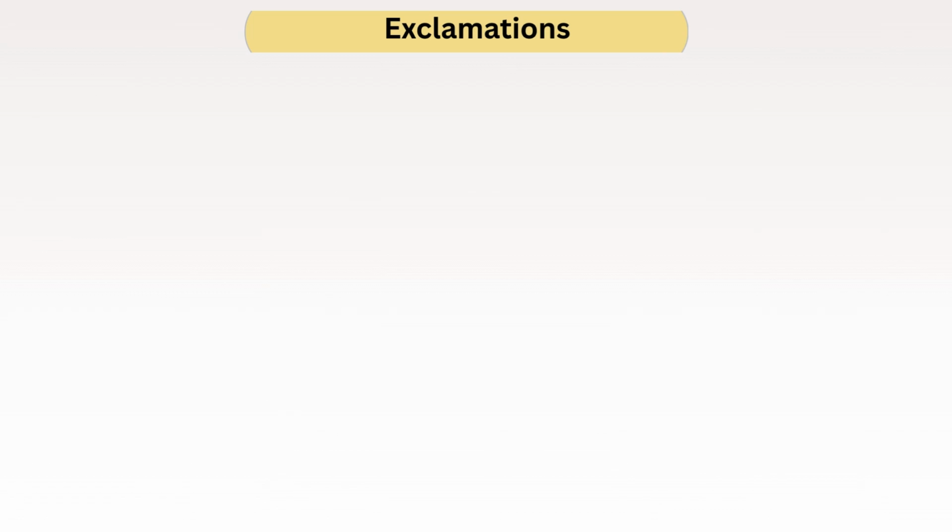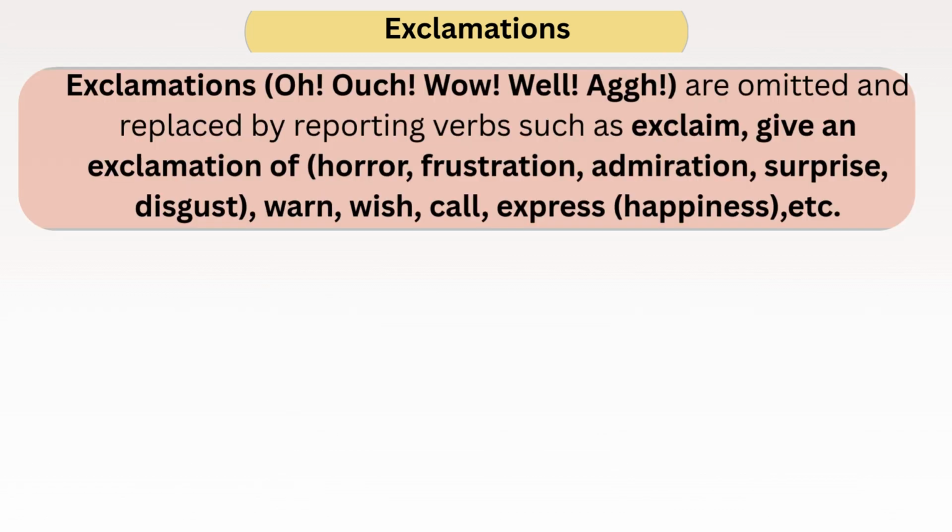When it comes to exclamations, we do not use them in reported speech. We omit and replace them by reporting verbs such as exclaim, give an exclamation of, and then you use the emotion or a feeling that you want to, horror, frustration, happiness, admiration. Such verbs as warn, wish, call, or collocations express happiness or express sadness or doubts can be also used.